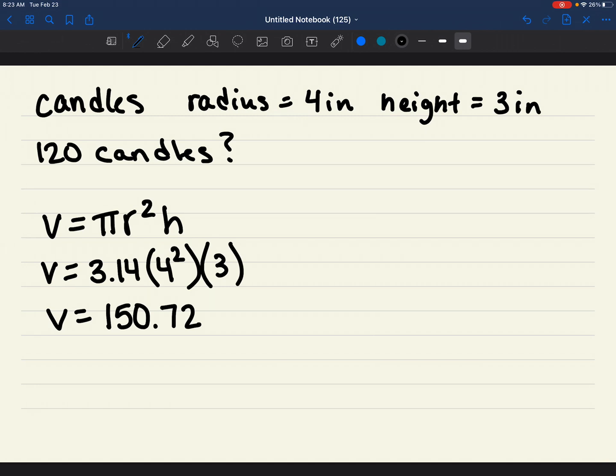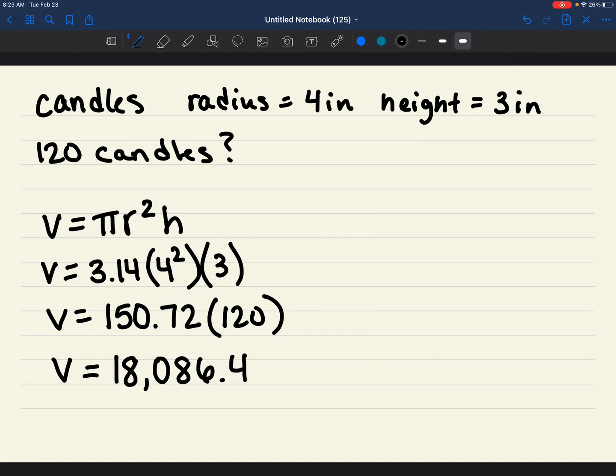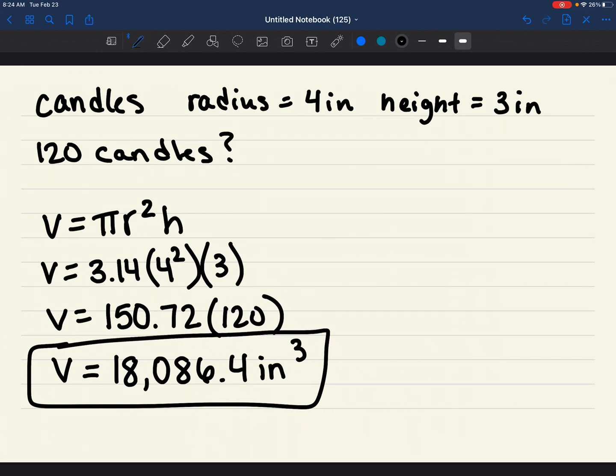Okay, good. So what did we just find? The volume of what? How much is in one candle? And it asks how much wax would be used for 120 candles. So what should I do next? Multiply by 120. Okay, do that. Don't round. Just tell me exactly what you get. Okay. How would I label it? Inches cubed.